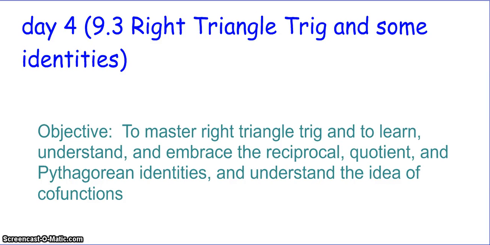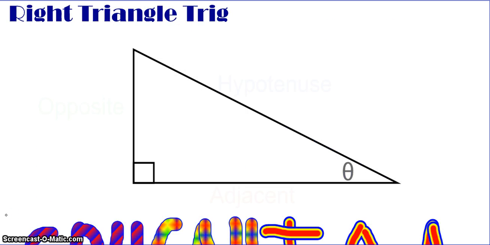Alright, so today we're going to start section 9.3 and we're going to do right triangle trig, which I know you've done before, and we're also going to talk about some of the trig identities, some of the more important ones. We'll get into other ones later on in the next chapter. So first, right triangle trig.